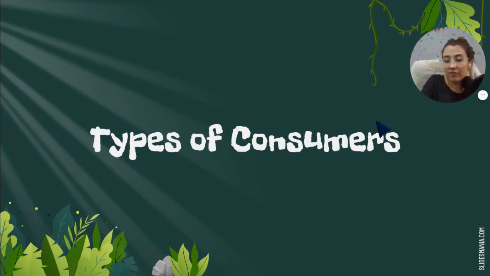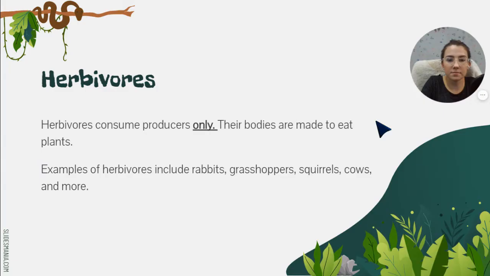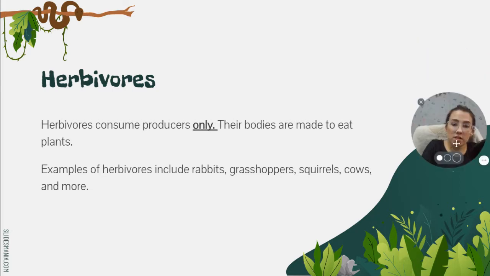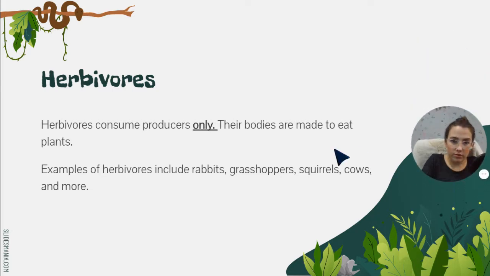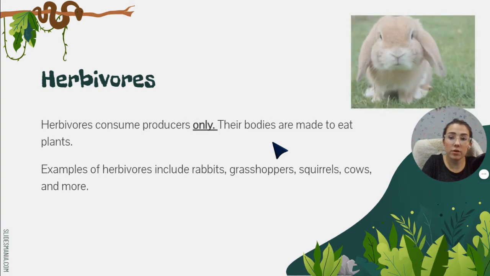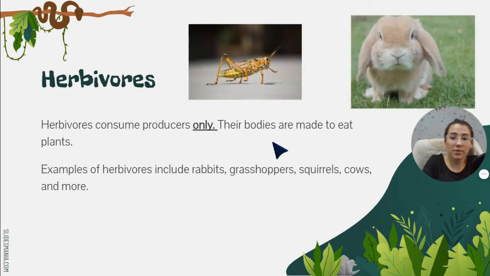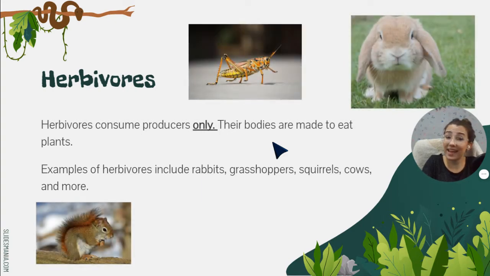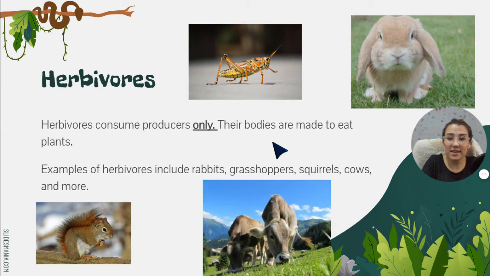So, hint, hint, the largest portion of energy is found at the bottom with the producers. So let's dive into the different types of consumers now. Remember, consumers eat things. The first type is herbivores. Herbivores consume only producers. Their bodies can only eat plants. They cannot handle eating meat, okay? Examples of these include rabbits, grasshoppers, squirrels, and cows. Each of these animals can only handle eating plants. That's what their body needs.